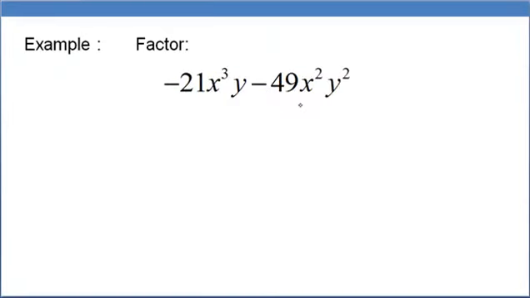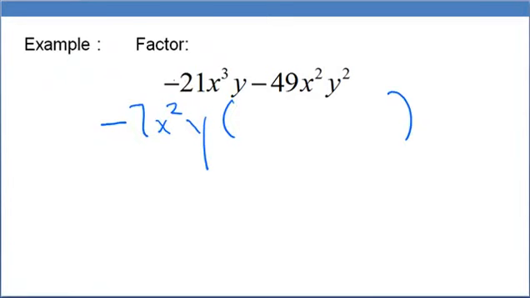Let's look at this example. We're going to factor, and it does start out with a negative term, so we're going to choose a negative GCF again. For our numbers, 21 does not go into 49, so a 7 is going to be our number part for our GCF. For our variables, we can do an x squared and a y. So that will be our GCF. Make our parentheses and then try to get back there.